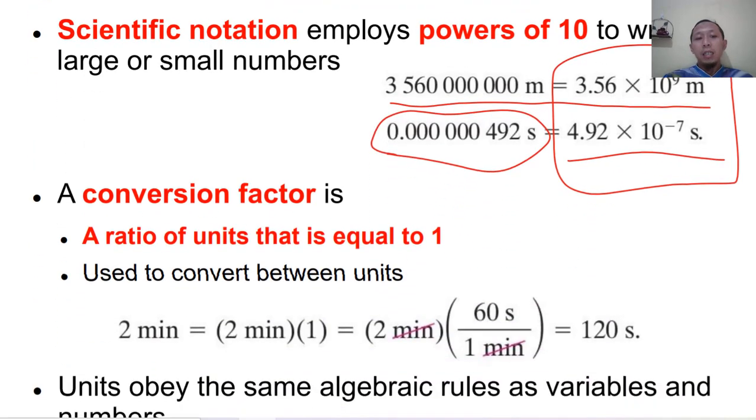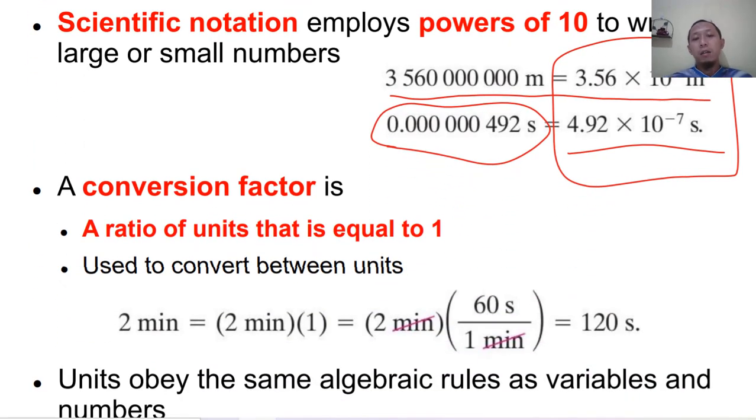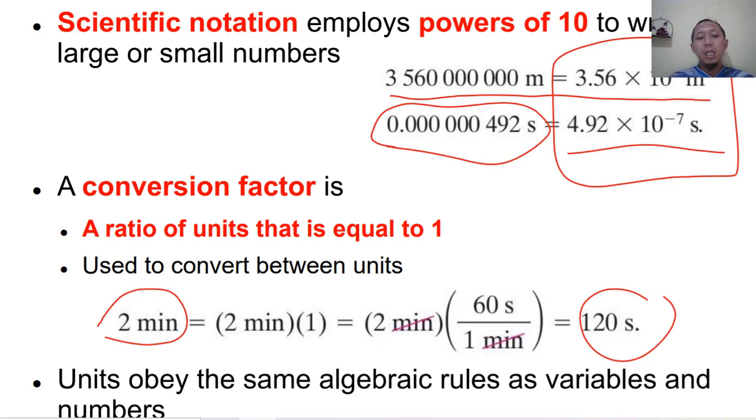And then the conversion factor is a ratio of units that must be equal to one. So it's like we have to convert from minutes to seconds. We multiply 2 minutes by 60 seconds per 1 minute, so we get 120 seconds.